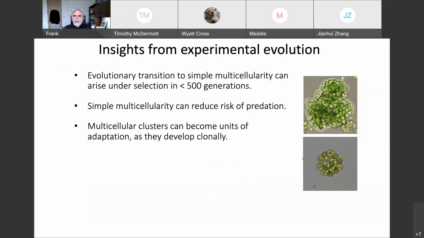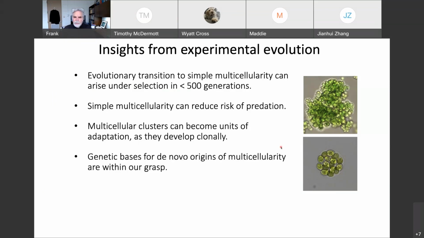Okay, so we can get multicellularity under selection in relatively few generations. In the case of the recent experiments, we show the reduced risk of predation. These are new units of adaptation. We have some genetic understanding that's now within our grasp.